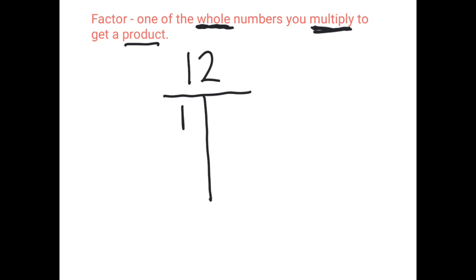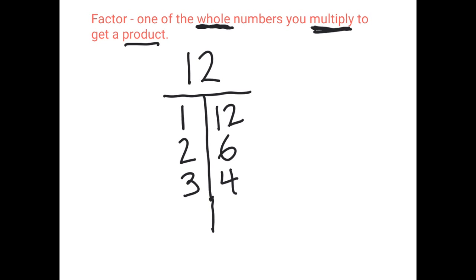So 1 times what will give me 12? Well, that number is 12. Then I go down to 2 and I ask myself, 2 times what will give me 12? Well, that number is 6. So 2 and 6 are factors of 12. They are two whole numbers that when we multiply them, give us the product of 12. And I just keep going. I ask myself, does 3 work? 3 times what will give me 12? Well, that number is 4.